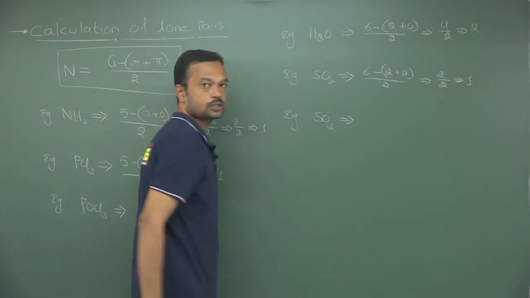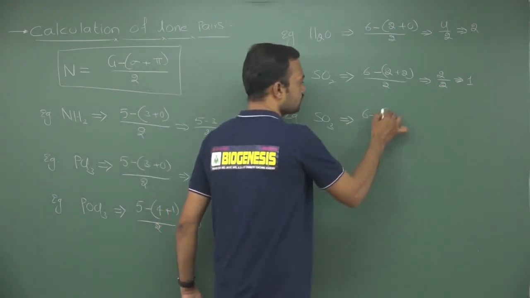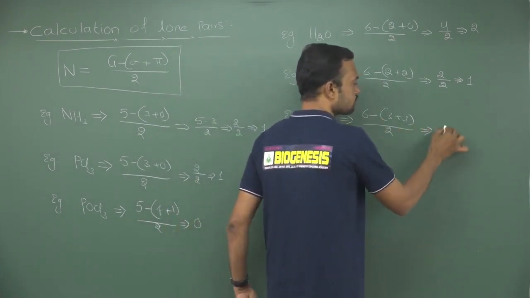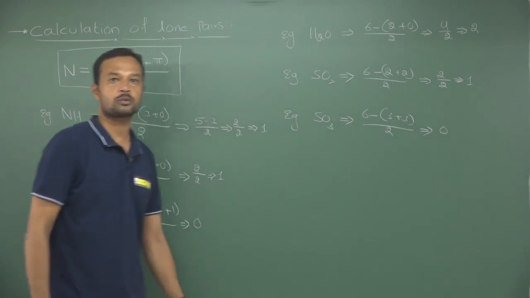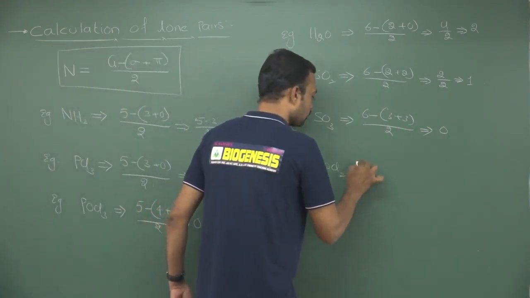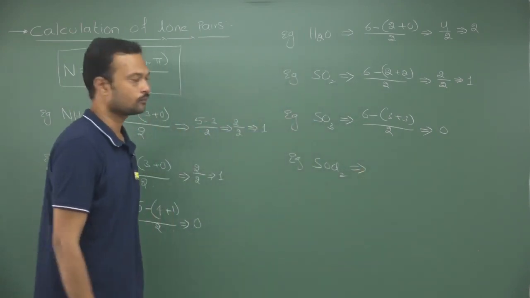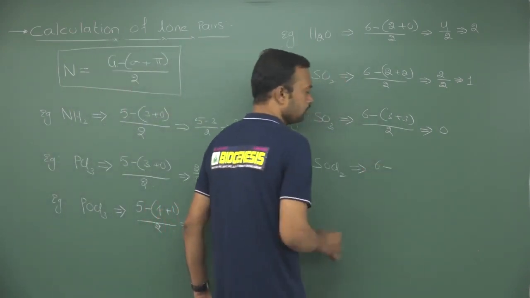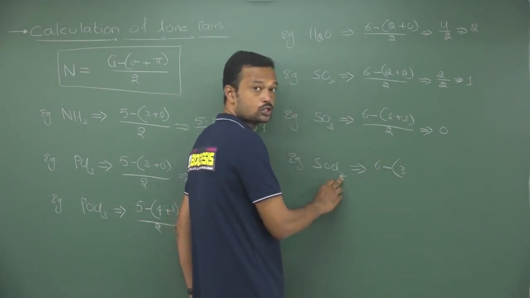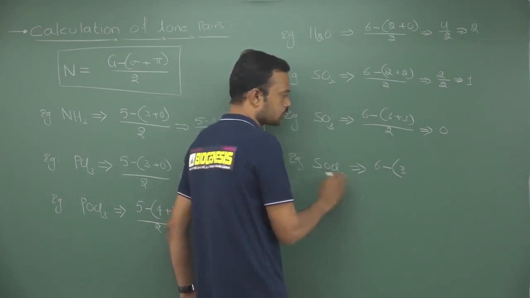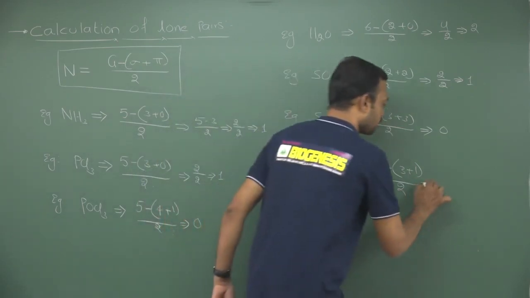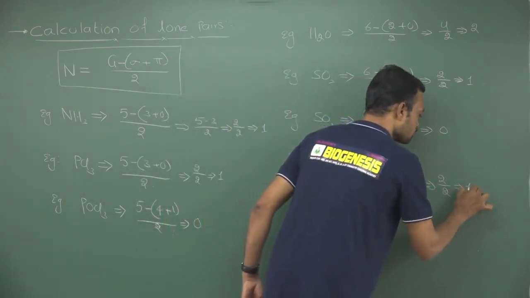Now sulfur trioxide. Here 6 minus 3 sigma bonds and 3 pi bonds, finally 6 minus 6, that is 0. No lone pair of electrons is present on sulfur trioxide. And here I would like to work out SOCl2, thionyl chloride. Sulfur belongs to the 6th group. Total 3 sigma bonds: 2 from chlorines, 1 from oxygen, and 1 pi bond is present, divided by 2. So 6 minus 4 by 2, that is 2 by 2, which gives 1.